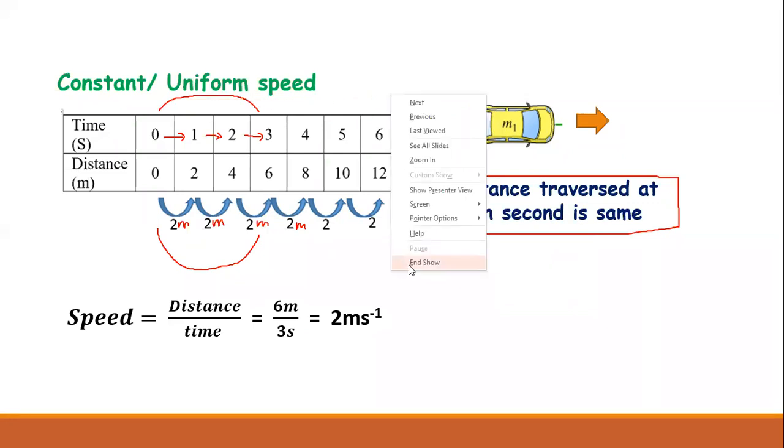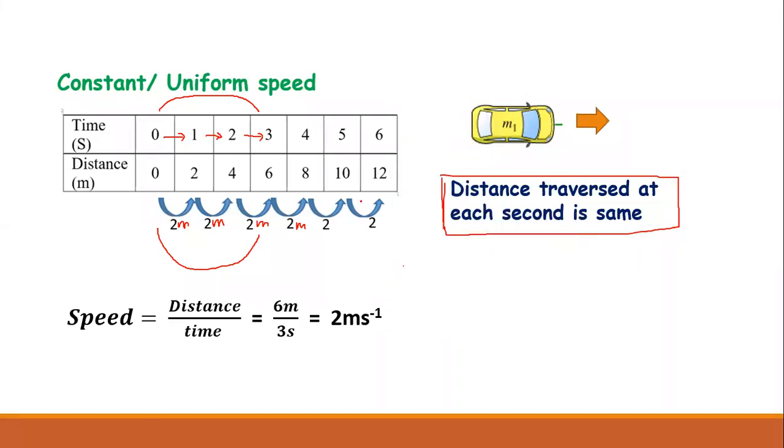Here it has considered only these 6 meters. The time which has been spent is 3 seconds. So I have to divide the distance by time to find the speed. So my answer is 2 meters per second. Here we can see it is 2 meters, always 2 meters per 1 second. So is that clear?